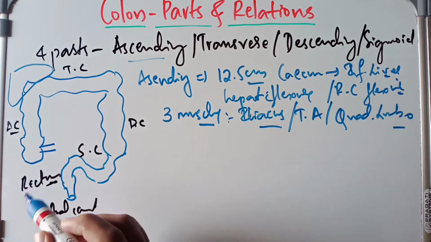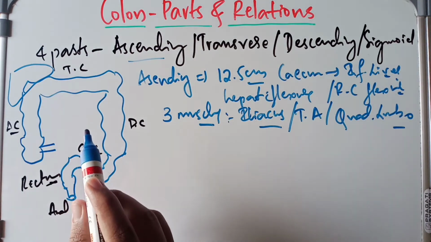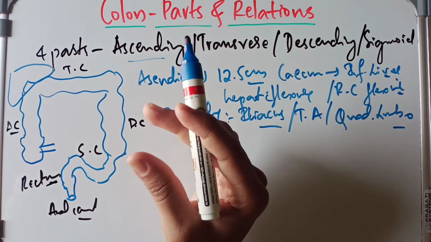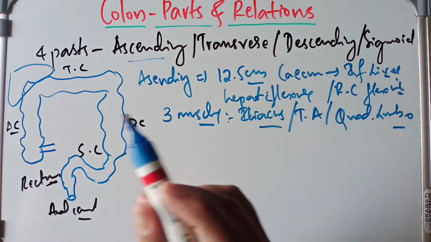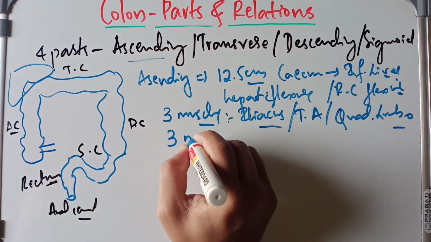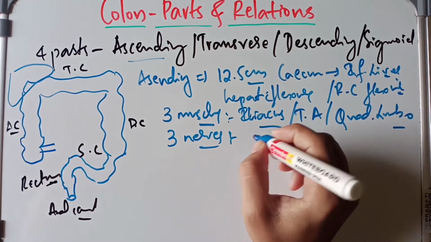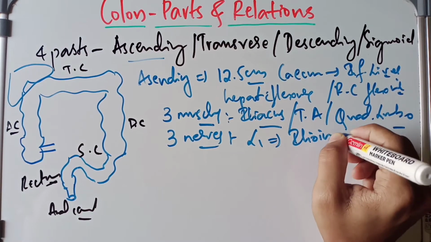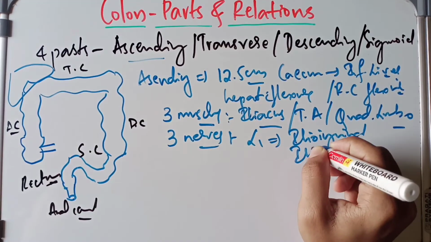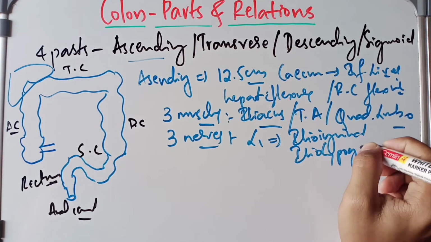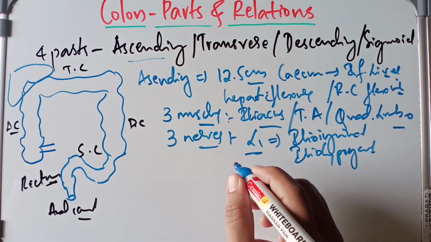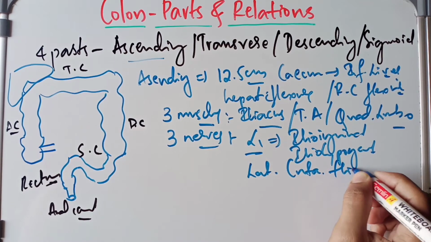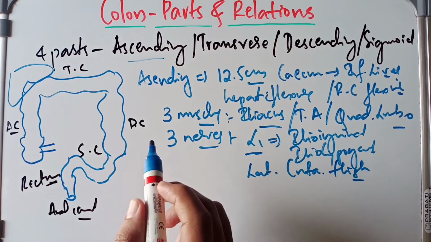Then during its course from the cecum to the undersurface of the liver, it crosses three nerves. What are the three nerves? One is the lateral cutaneous nerve of the thigh, we have the ilioinguinal nerve, and also the iliohypogastric nerve. The ilioinguinal and iliohypogastric nerves both arise from L1, and finally we have the lateral cutaneous nerve of the thigh. So these are the three nerves.